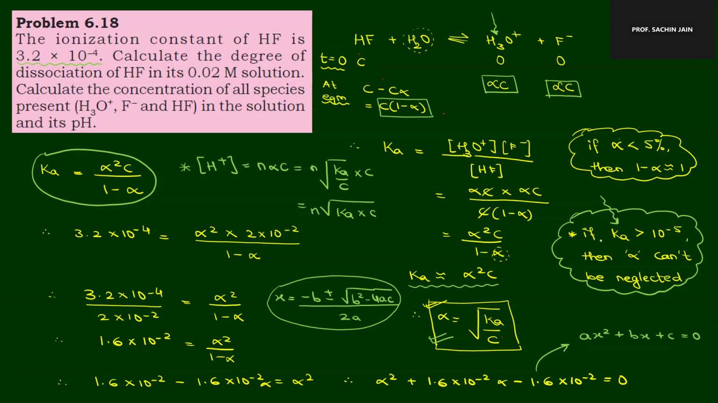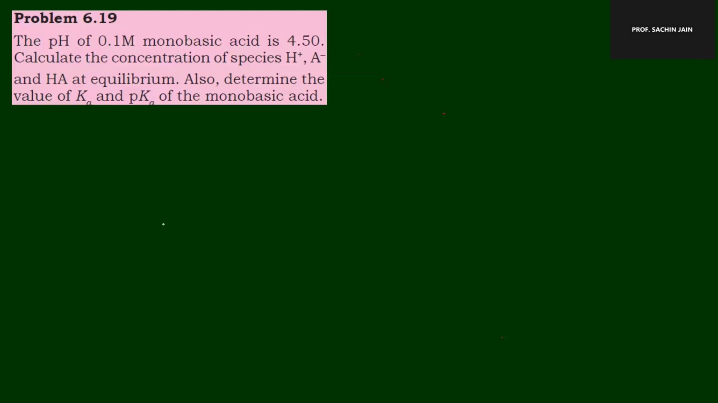अब देखो एक और क्वेश्चन। The pH of 0.1 molar monobasic acid is 4.5. Calculate the concentration of H plus, A minus and HA at equilibrium. Also, determine the value of Ka and pK of the monobasic acid. It's a very good question. You are given pH and you are supposed to find H plus, A minus and HA. What would be the flow?